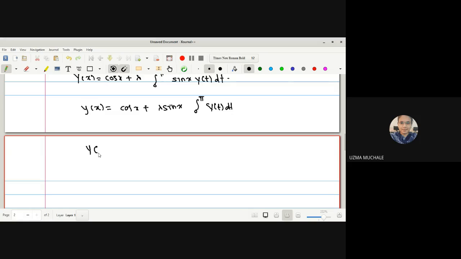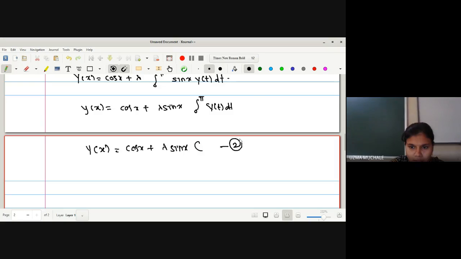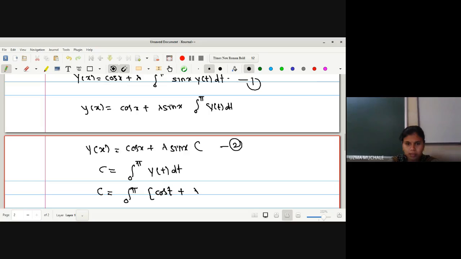So here we can write y of x is equal to cos x plus lambda sin x into c. This is your equation 2, and the given equation is 1. And what is the value of c? Integration 0 to pi y of t dt. Now let us put in the value of y of t, so that will be cos t plus lambda sin t into c.